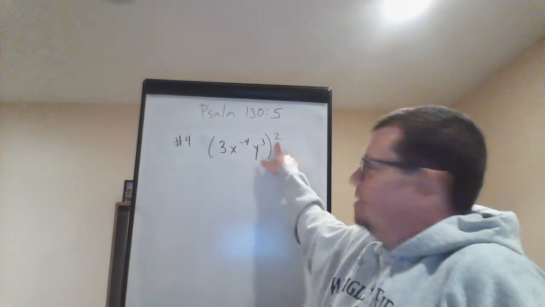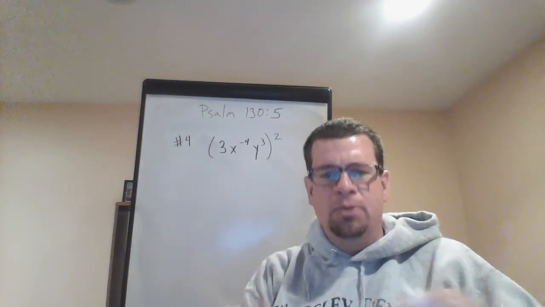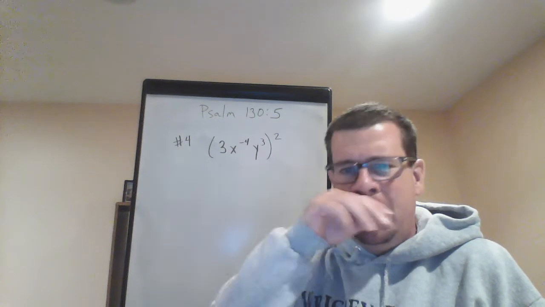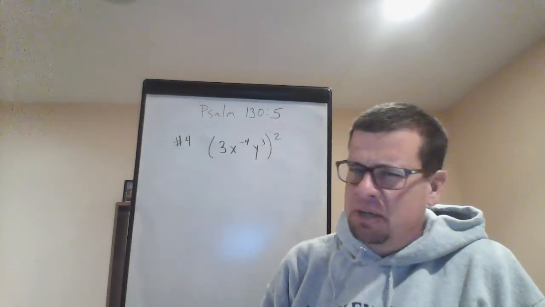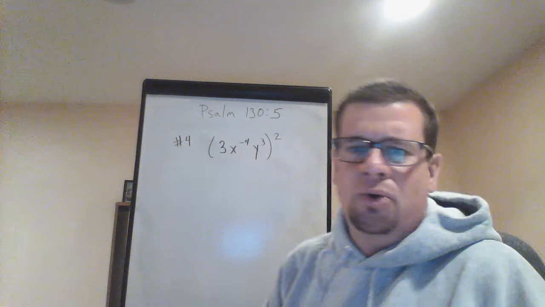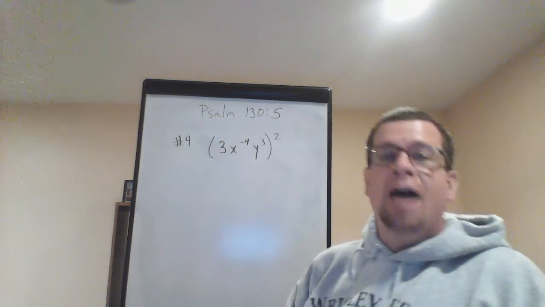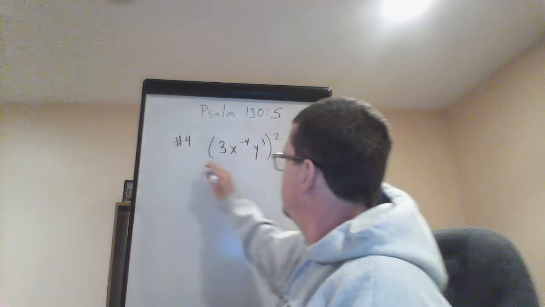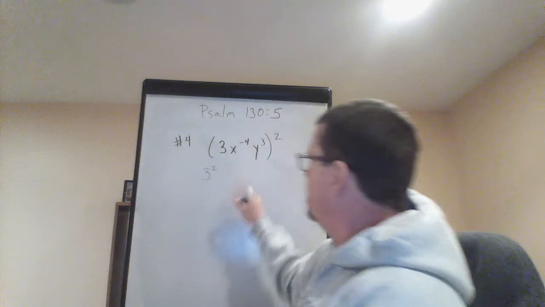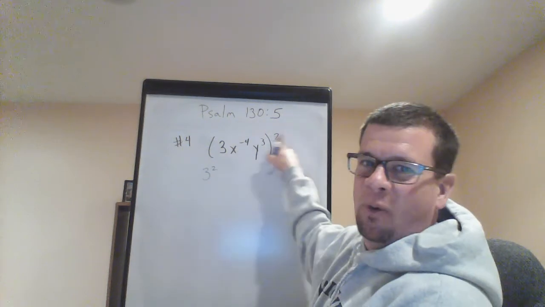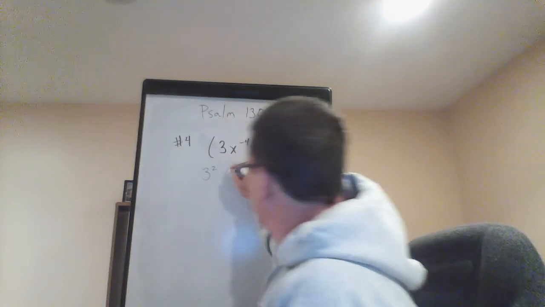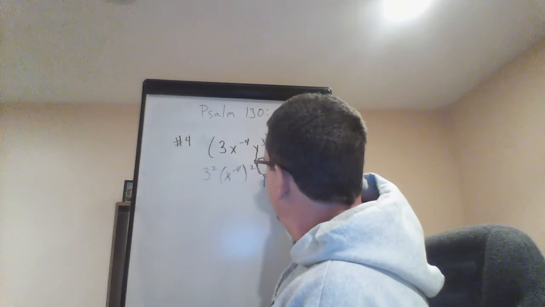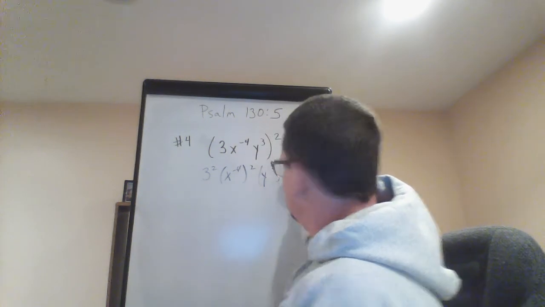Well, the first thing I notice is I can "distribute," and I'm using air quotes there because it's not actually the distributive property, but it acts real similar to it. So the math teacher in me has to use the air quotes. So I can do everything to the second power. All right. So this is 3 to the second power, x to the negative fourth to the second power. I'm going to take my time here. X to the negative fourth to the second power, and then y cubed to the second power.